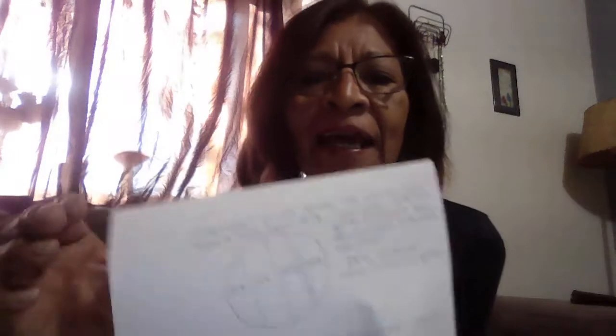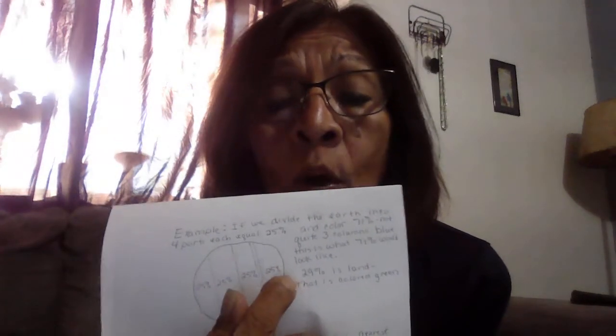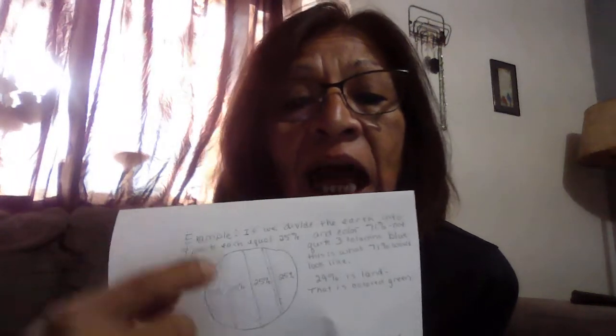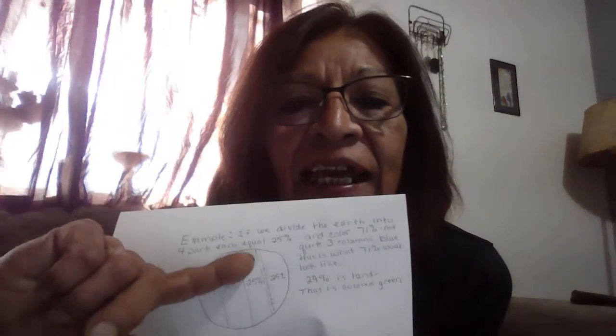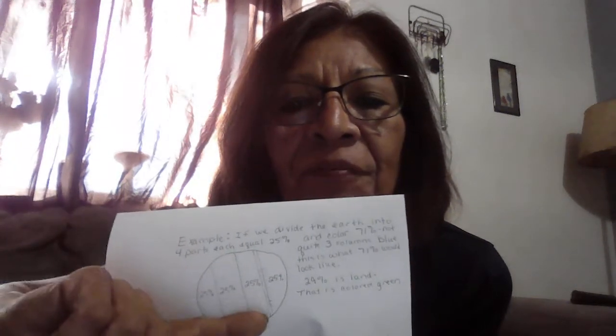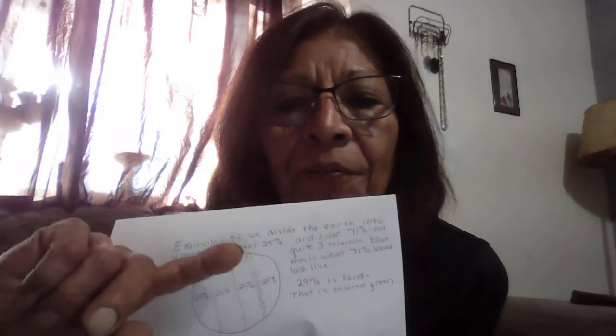I drew an example here. If we have 4 quarters, which makes 1 whole, I broke this down. So 71% is to this line right here. All of this is water. And this part right here, this is land. I bet you didn't know that.